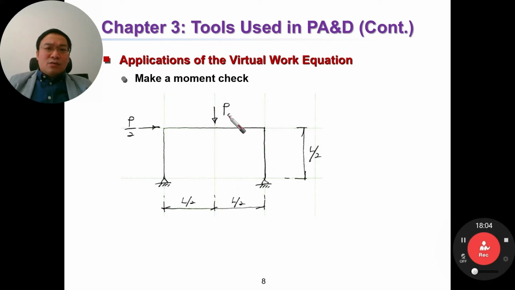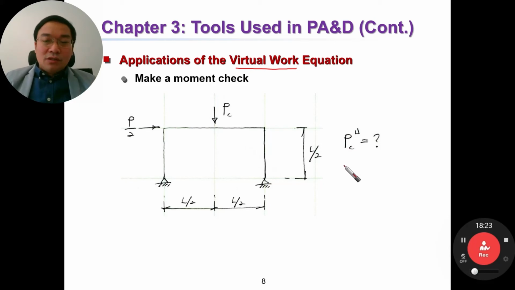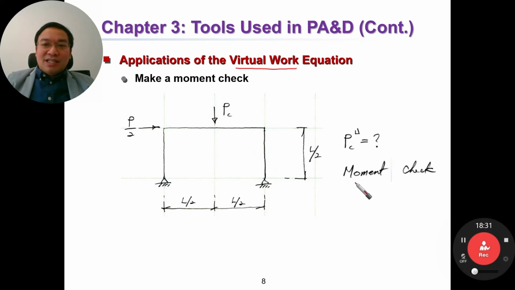Okay, so first we have to determine PCU, because using the vector work method, we can determine the upper bound solution. If our assumption is correct, then it is PC. But sometimes we don't know if the assumption is correct or not. Then it is PCU. And after that, we have to do the moment check to ensure that the solution is correct or not. So first step, determine the PCU.